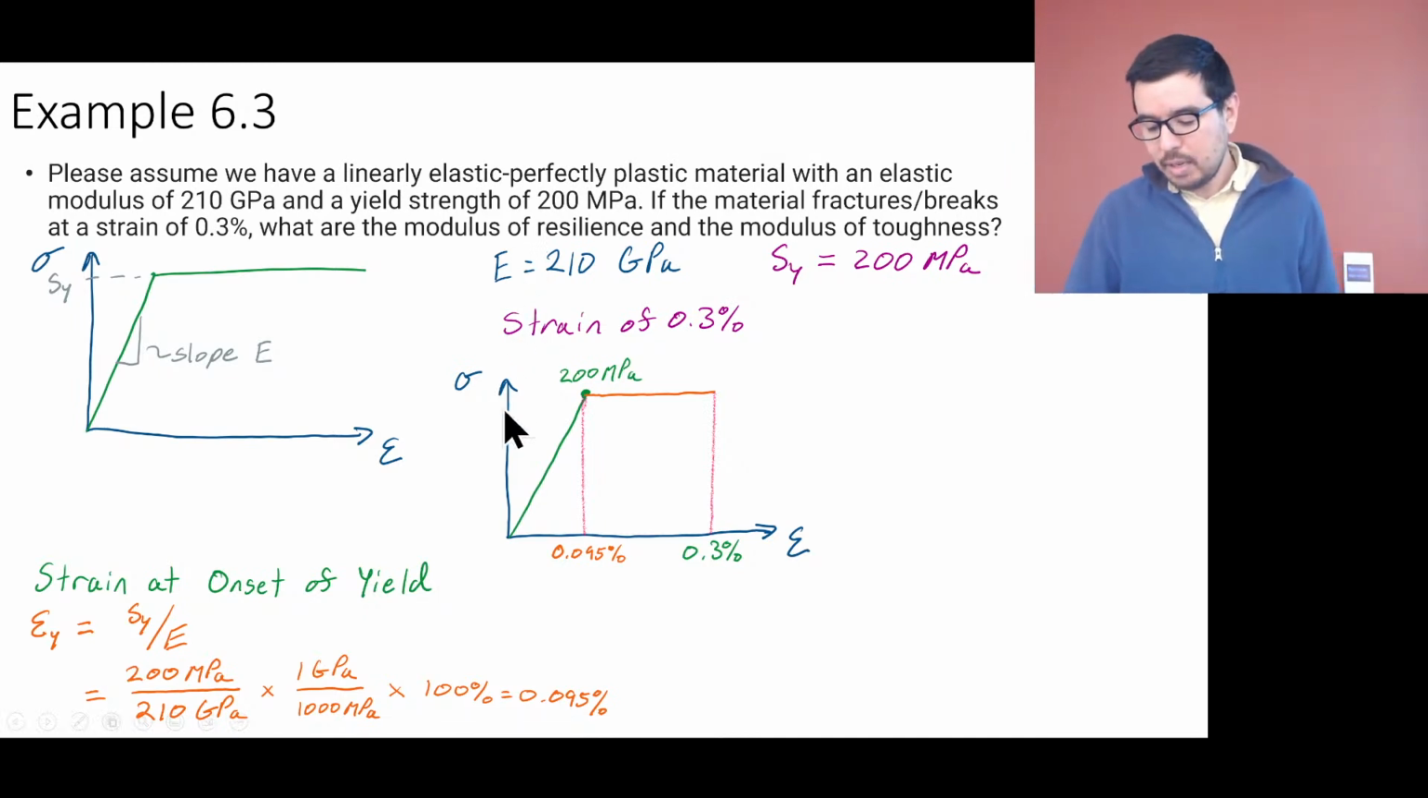The modulus of resilience is going to depend on the area under this portion of the curve. So these are all calculations that we did previously that can help us here, and we know that we're going to be going out to this strain of almost 0.1%.